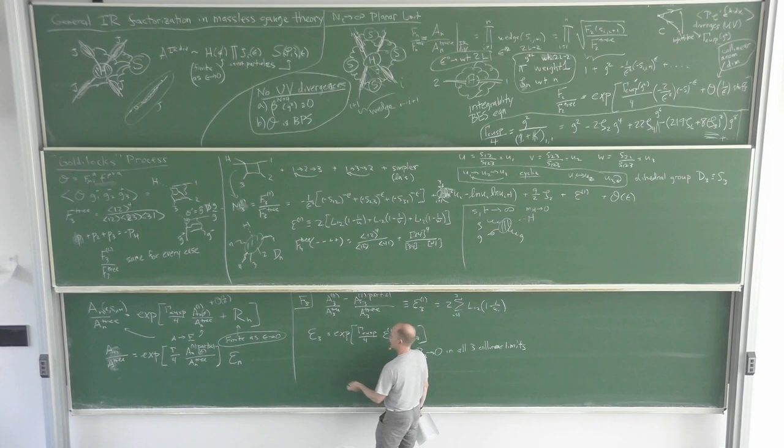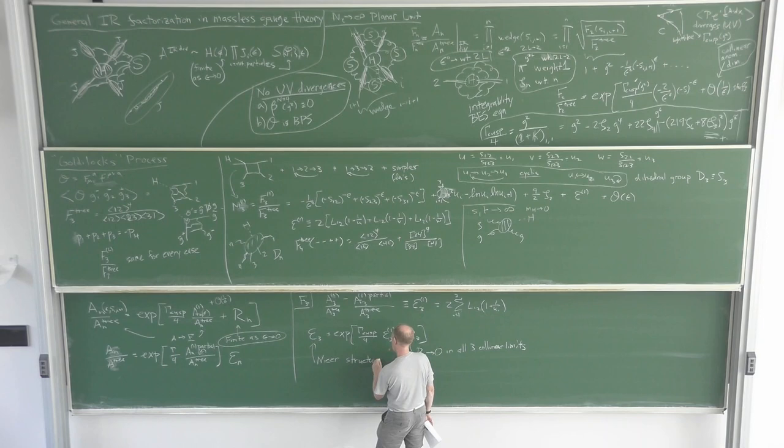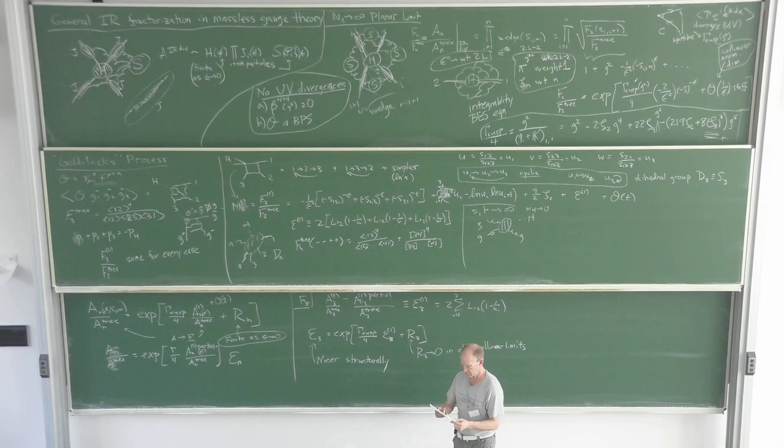Whereas this function has some nicer structural properties, which we'll get to a little later. So anyway, we kind of switch back and forth between different schemes. This thing, by the way, actually always vanishes at one loop because you have exponentiated the full one loop amplitude. So it starts at 2 loops.